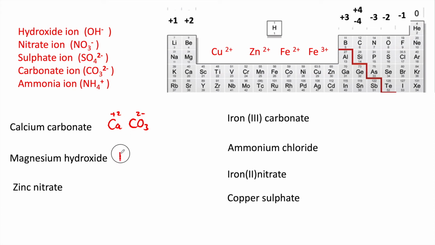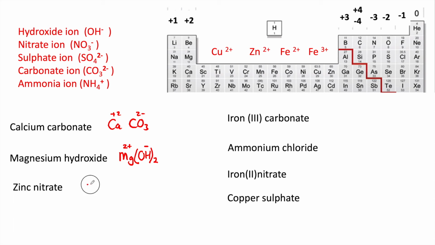Now let's try magnesium hydroxide. Magnesium is in group 2, so 2+. Hydroxide, as you can see, is OH, and it's just a minus. Now, of course, magnesium needs to lose 2 electrons. The hydroxide ion altogether will only have taken 1 electron, so we need to multiply this by 2. But you have to be careful. You're not multiplying the hydrogen by 2. You're multiplying all of the hydroxide by 2. You need to put it in brackets.